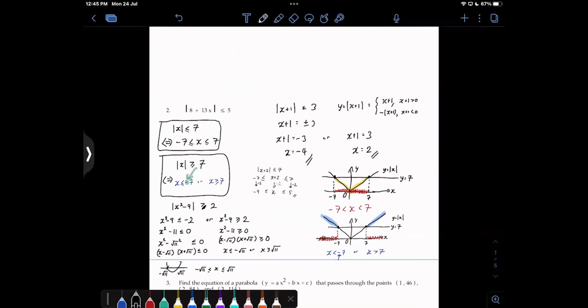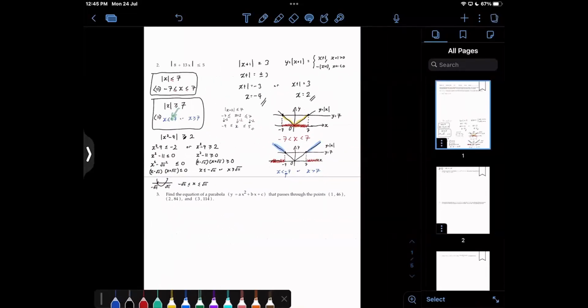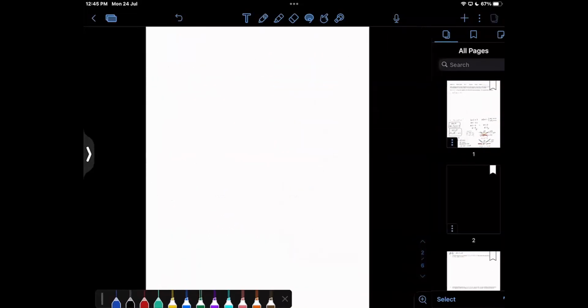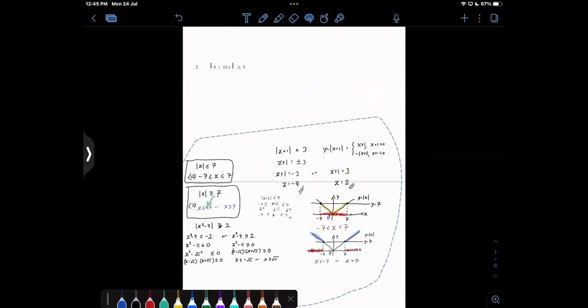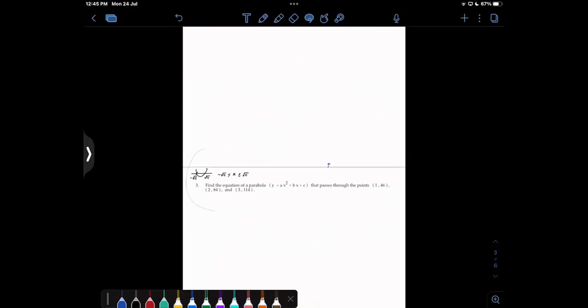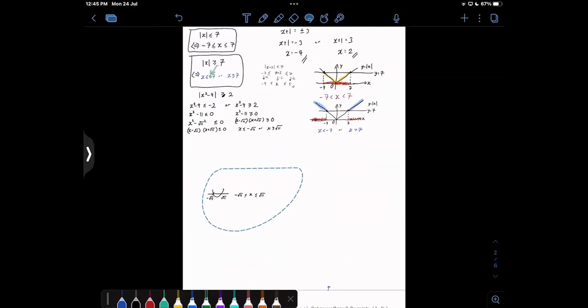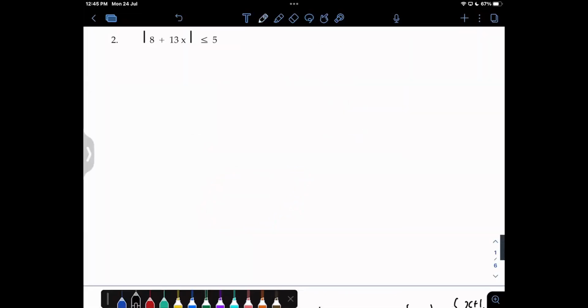Let me add a page and bring the working down. That's the theory you need. Now let's solve this question. How to solve? Modulus of 8 plus 13x less than or equal to 5.